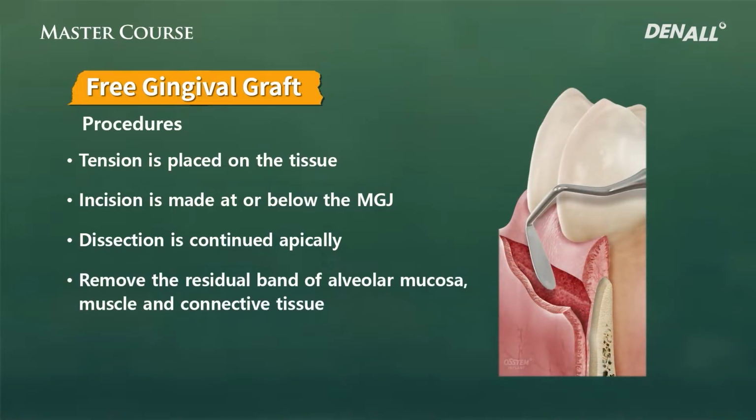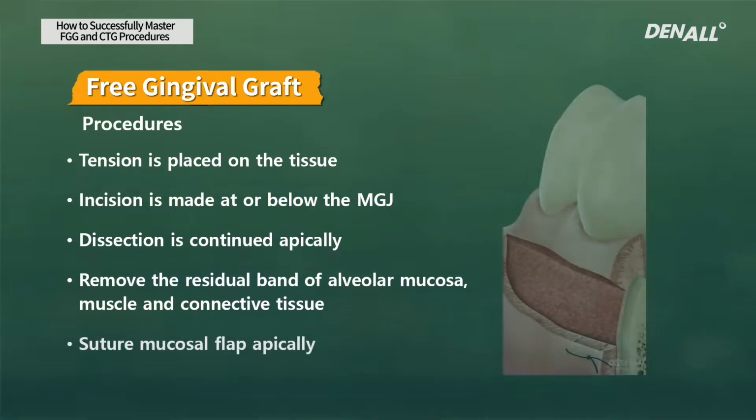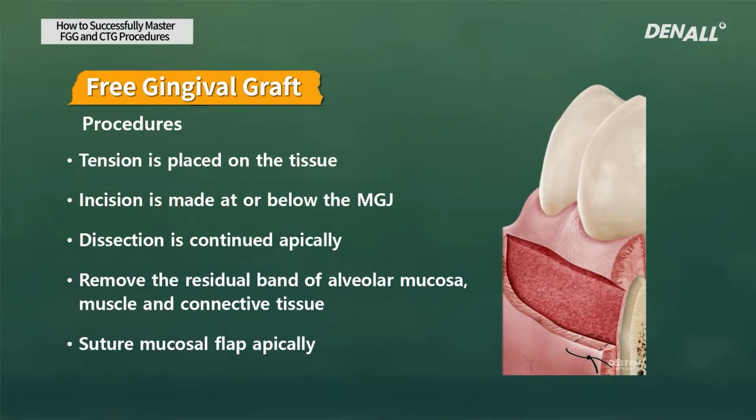After that, the residual band of alveolar mucosa, muscle or connective tissue needs to be removed, along with the receded gingiva, so that the graft from the donor site can settle in the recipient site. Then you need to suture the mucosal flap apically to complete the recipient site.